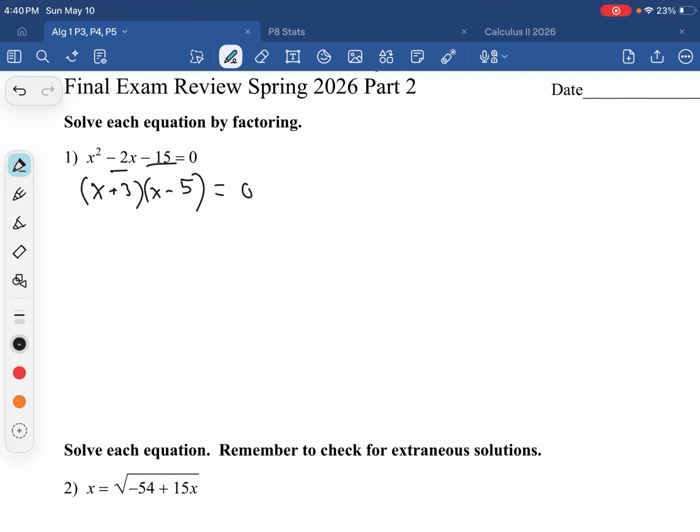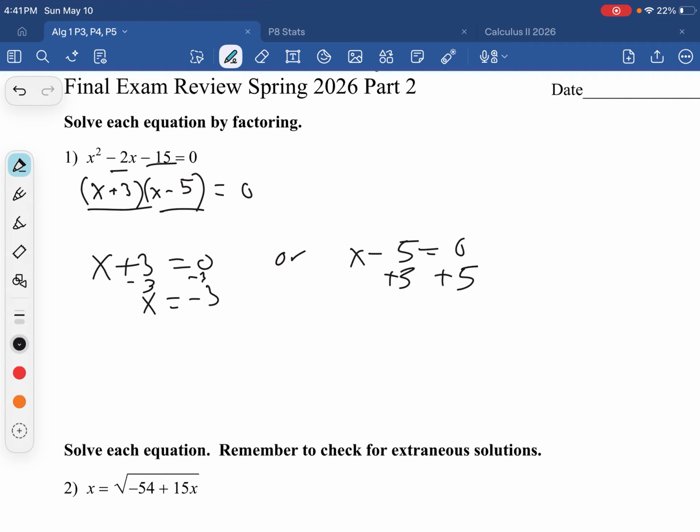The next step is to set each factor equal to 0. So x plus 3 equals 0 and x minus 5 equals 0. So I get x equals negative 3. I would solve that by subtracting. I can add 5 on both sides to get x equals 5.